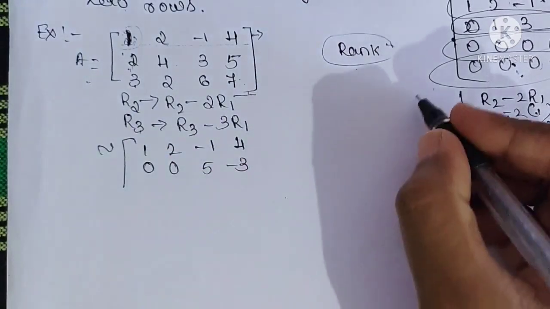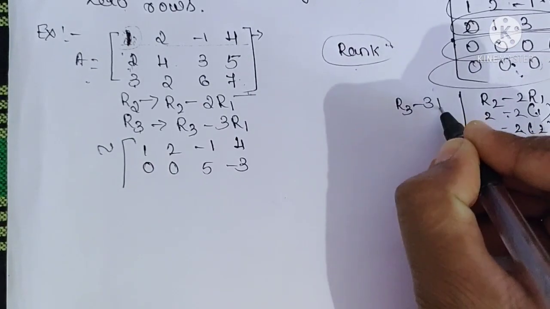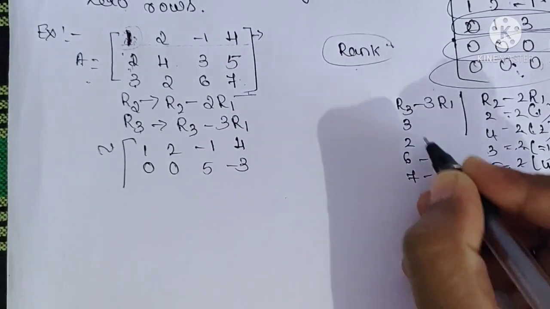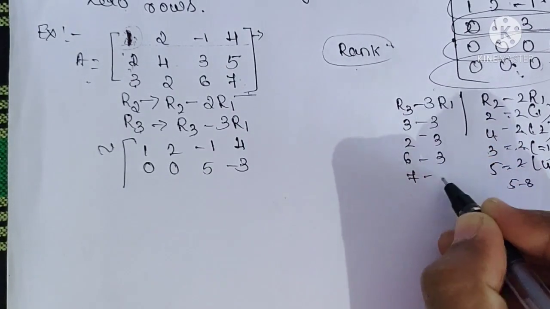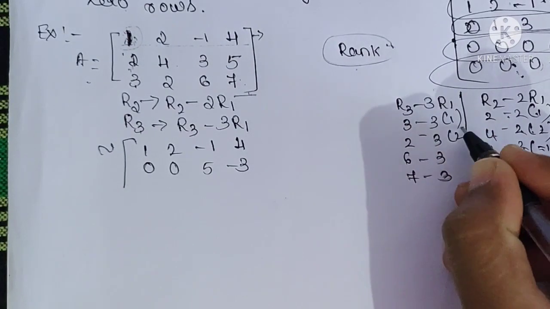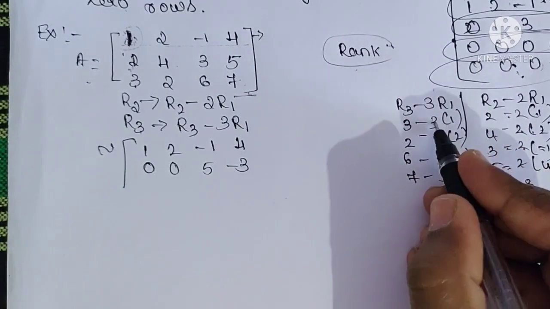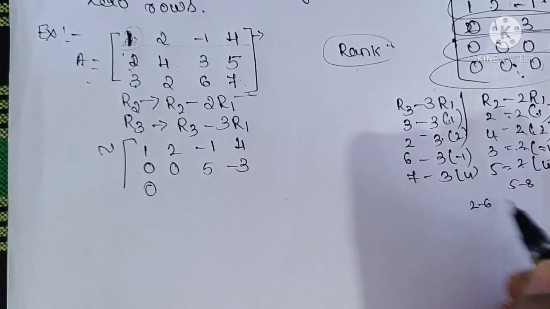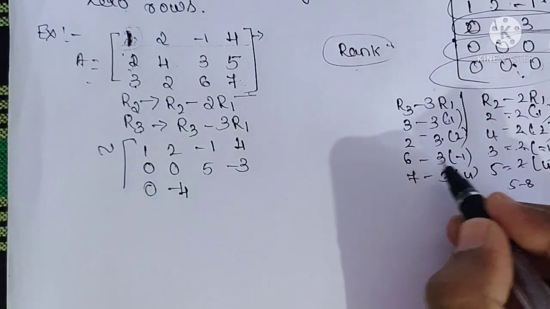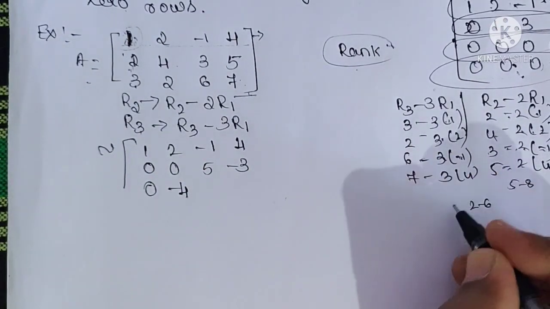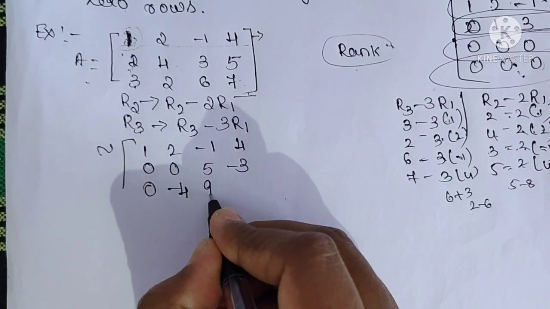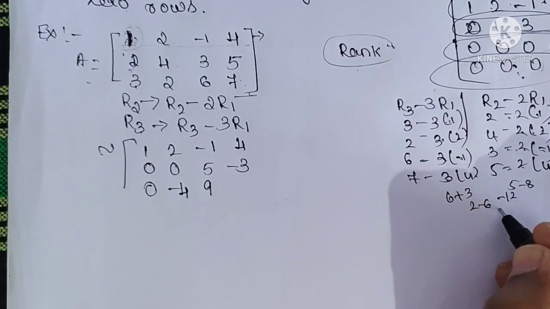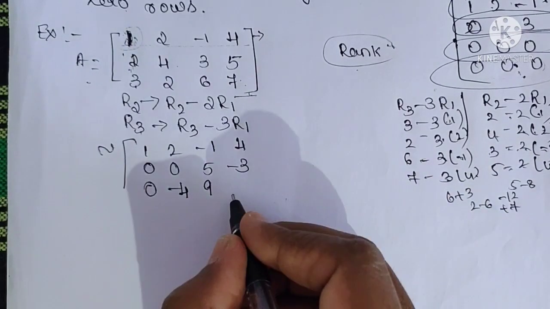Next R3. R3 changes to R3 minus 3 into R1. R3 elements are 3, 2, 6, 7 minus 3 into R1 elements 1, 2, minus 1, 4. 3 1s are 3, 3 minus 3 is 0, 3 2s are 6, 2 minus 6 is minus 4. 3 into minus 1 is minus into minus plus, 6 plus 3 is 9. 3 4s are 12, minus 12 plus 7, 7 minus 12 is minus 5.